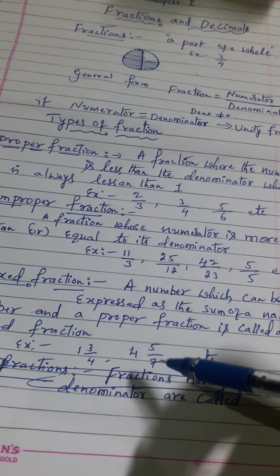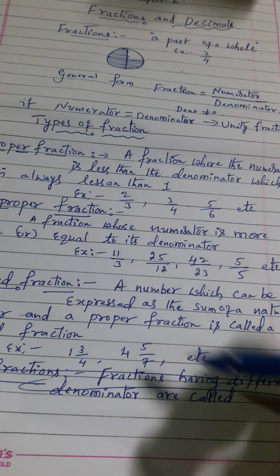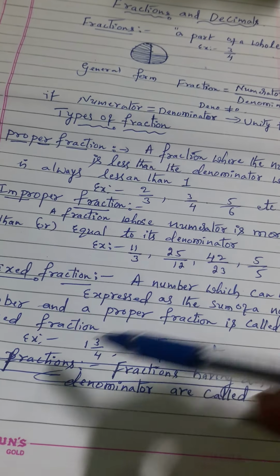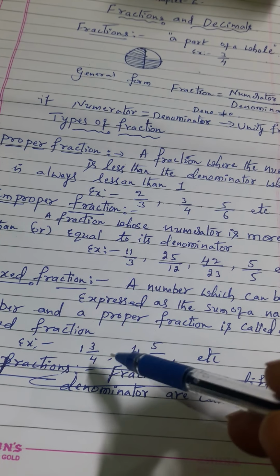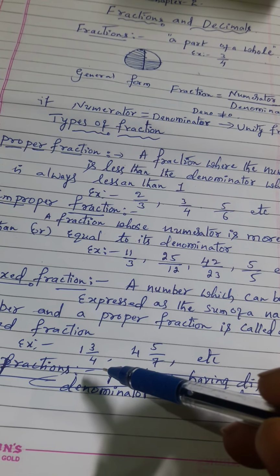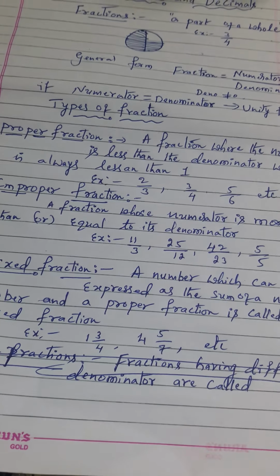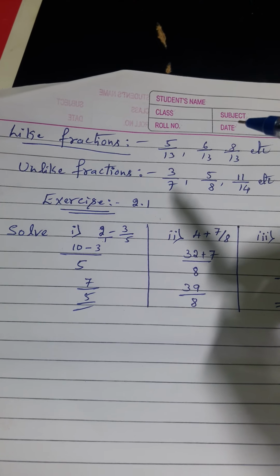So 1 3/4, 4 5/7, etc. So the mixed fraction contains a natural number, here the natural number is 1, and a proper fraction, that is 3/4. That's it.